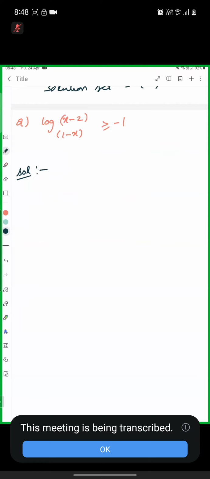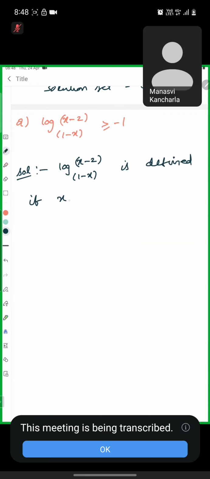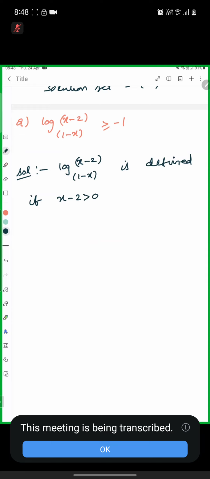First tell me when this logarithmic function is defined, log of x minus 2 to the base 1 minus x. I'm not talking about the total inequality. When log x to the base a is defined, x is greater than 0 but not equal to 1. Here, x minus 2 greater than 0, and 1 minus x greater than 0 and 1 minus x not equal to 1. Under these conditions only, log of x minus 2 to the base 1 minus x is defined.